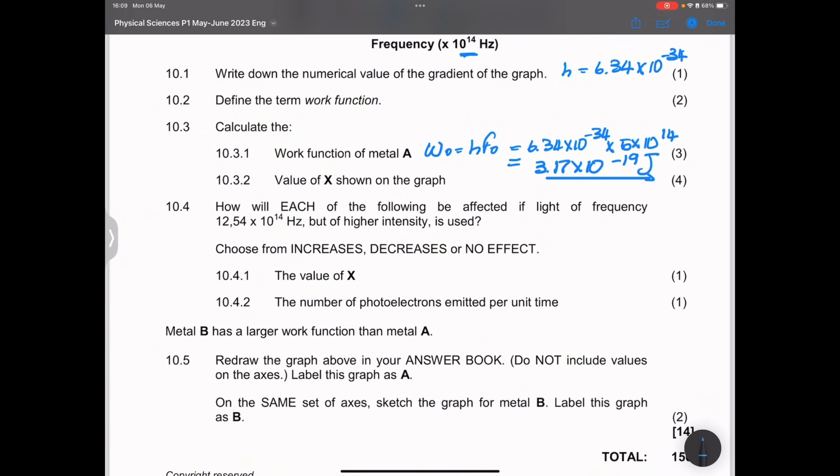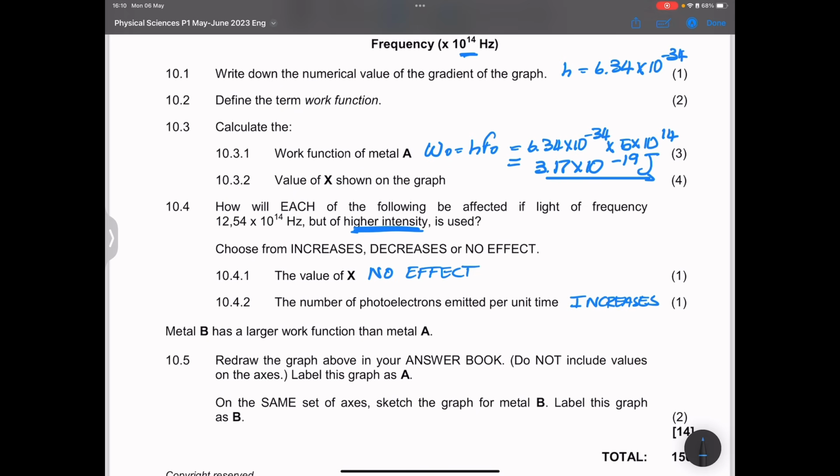Now quickly, the last portion, they say, how will each of the following be affected if light of frequency 12.54 times 10 to the power 14 hertz, but higher intensity is used? So if we were to use a light of higher intensity, remember, it will not affect the kinetic energy, but it will affect the number of electrons emitted per second, right? So they say choose increase, decrease, or no effect. So what should happen to the value of X? There should be no effect on the maximum kinetic energy. And they say the number of photoelectrons emitted per unit time, that definitely increases.